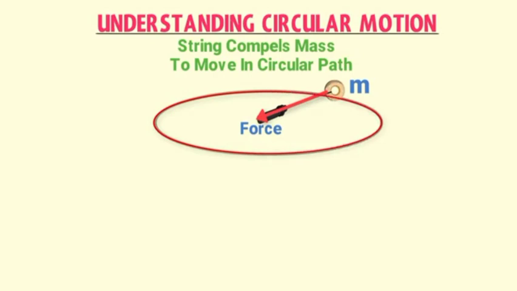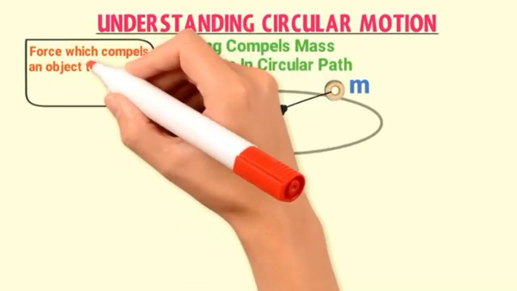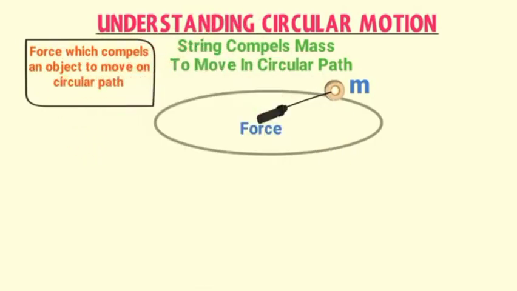Therefore, whenever you see an object revolving around a circle or moving on a circular track, think that there is a force on the object towards the center, due to which the object is moving around a circular track. This force which compels an object to move on a circular track is known as a centripetal force. Centripetal force is denoted by Fc. Centripetal force is also known as a center-seeking force. It means it is acting on an object towards the center.